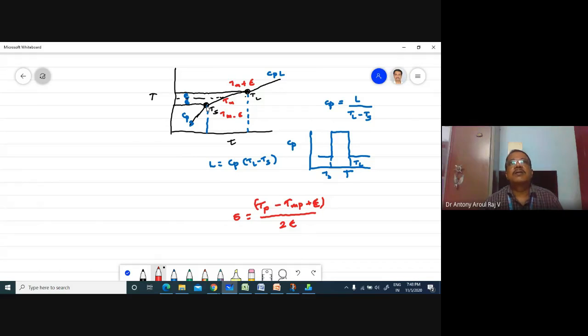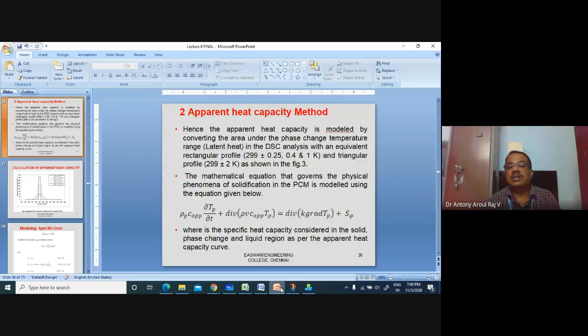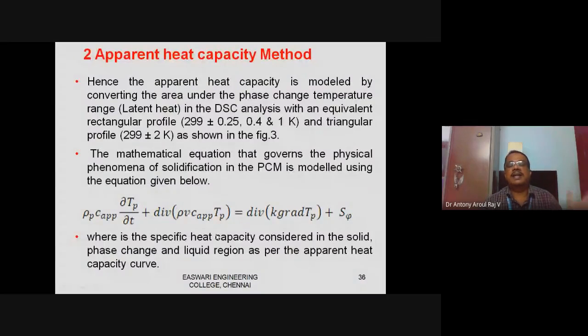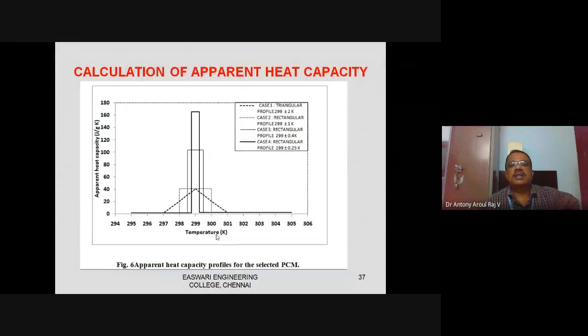What happens when CP is increased? dou T by dou t will be decreasing. So here, this is T, this is t, and dou T by dou t is decreasing. That is what we want. So very simple. When you understand the dynamics of the equation, this concept is very easy to understand. When you understand the dynamics of the equation, the apparent heat capacity or enthalpy porosity method is easy to understand. So these two methods are used.